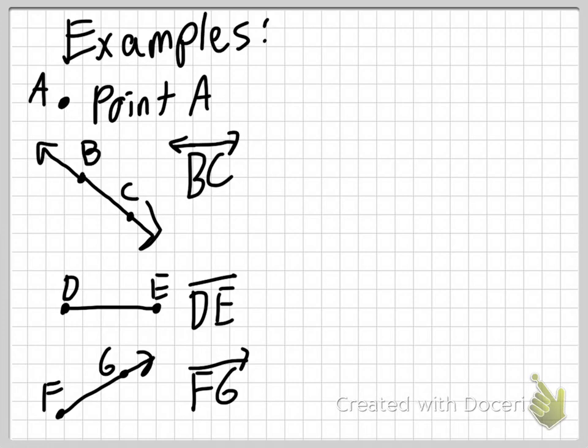Now here's actually what they'll look like on the plane. So right here we see point A. It's just a dot, and we're indicating that it's called A. This right here is line BC. As you can see, there's 2 points, and there's a line going through those 2 points.